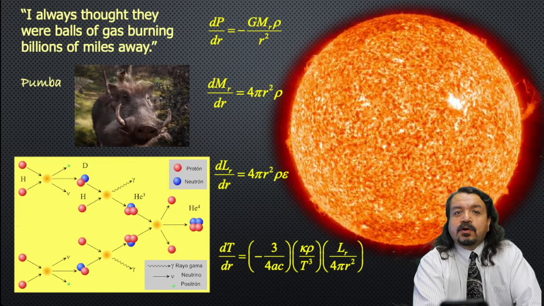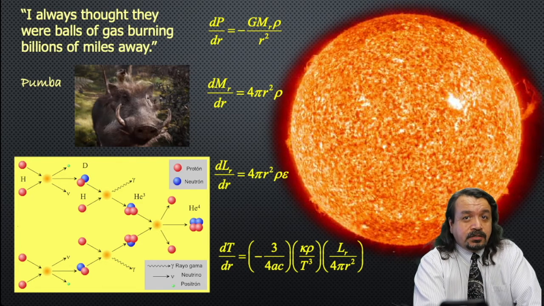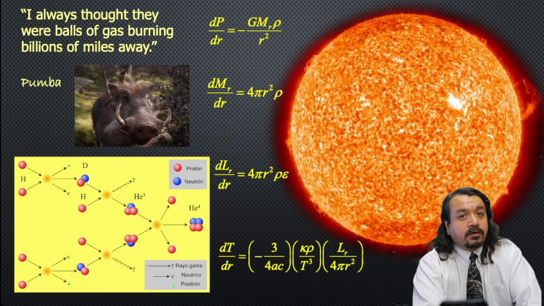Here we present the four equations of the stellar structure that account for the conservation of momentum or hydrostatic balance, the conservation of mass, the conservation of energy, and the temperature gradient. That is how the temperature varies from the center to the surface. With these four equations, we could already build a basic model of a star.